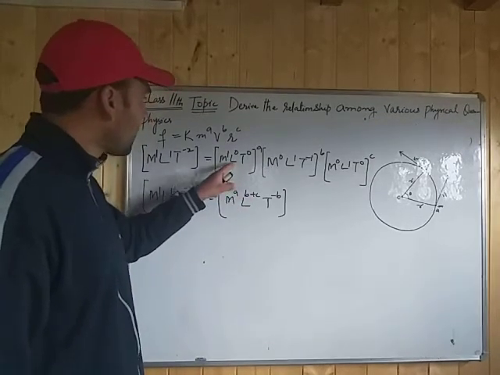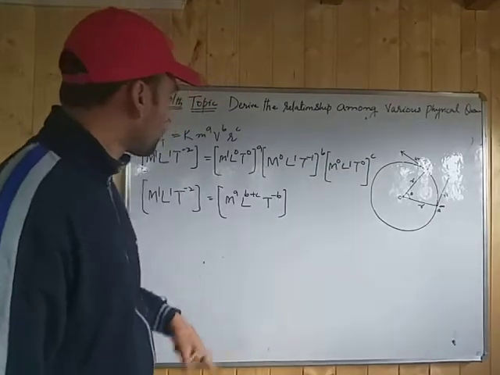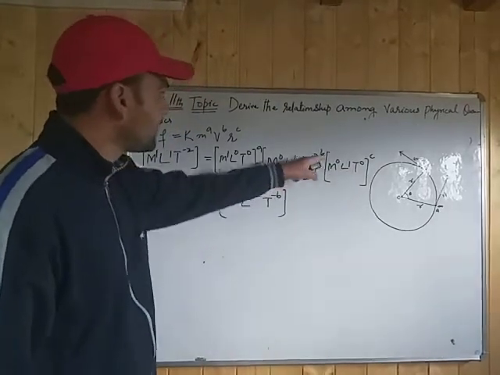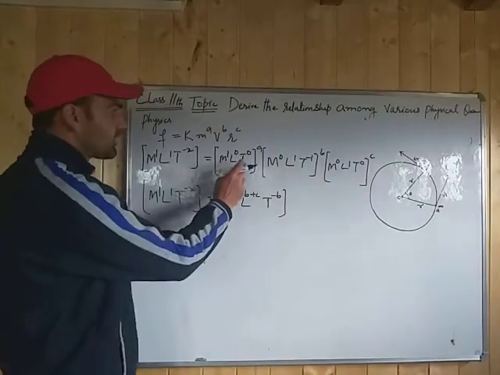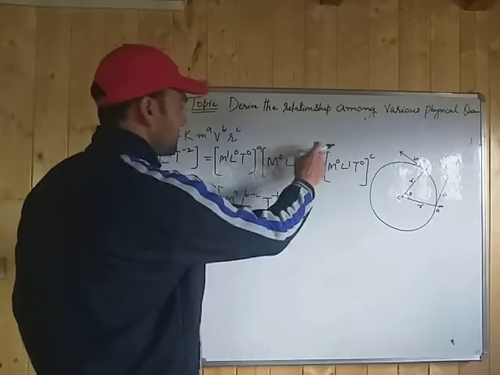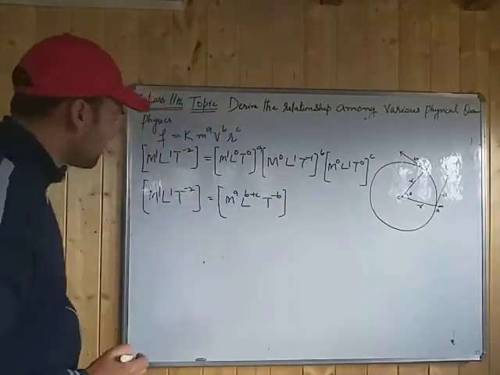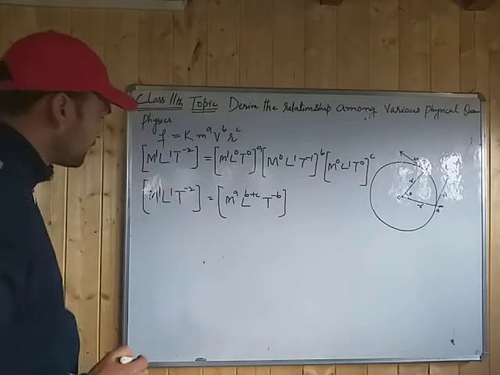Here it is L^0, L^1, L^1, so it will be L raised to power b plus c. Here it is T^0 or T^-1, T^0, so it will be equal to T raised to power minus b. Now we will compare the coefficients. We will compare the powers of the fundamental units.